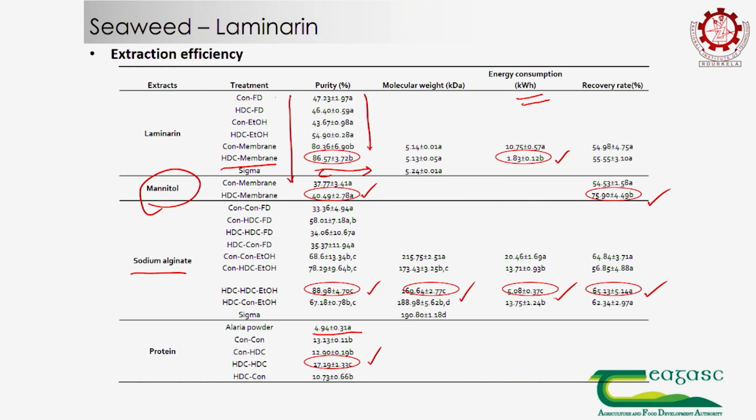And the benchmark was always to see what is the commercially available product. So, here it is 190 molecular weight, and there is no product sold in the market with mannitol or laminarin available. So, here Sigma, this was a molecular weight, and the molecular weight we obtained was quite similar.